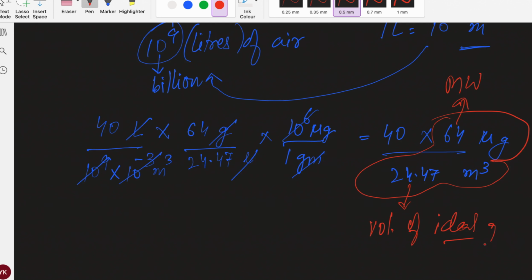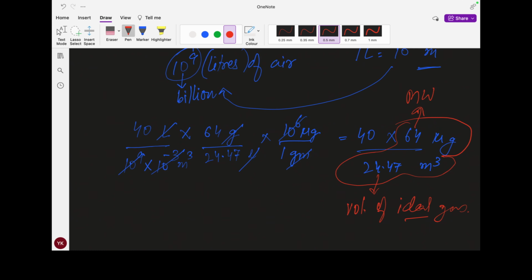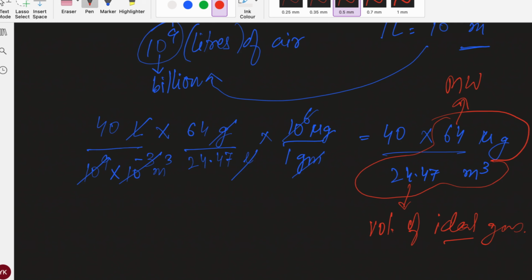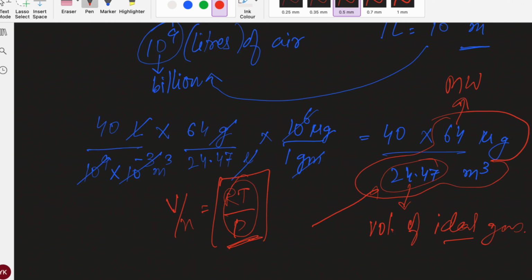So if we are given that the temperature and pressure are 25 degrees centigrade and 1 atmosphere respectively, we can directly use this. If those are not the same, then as I told you previously, this value comes from V by n equals RT by P. So simply by changing these values, we can arrive at this value.